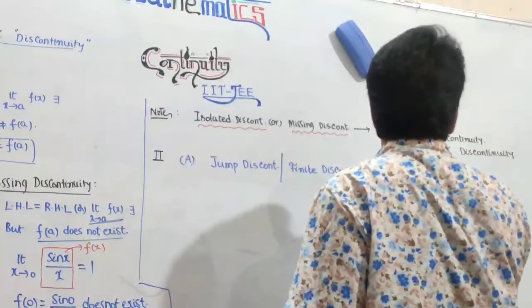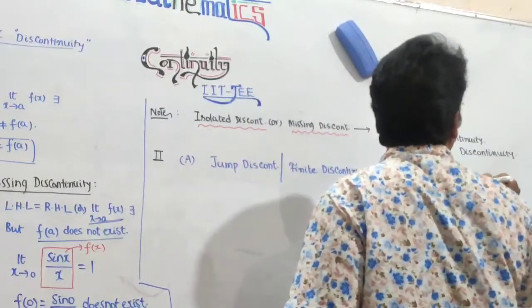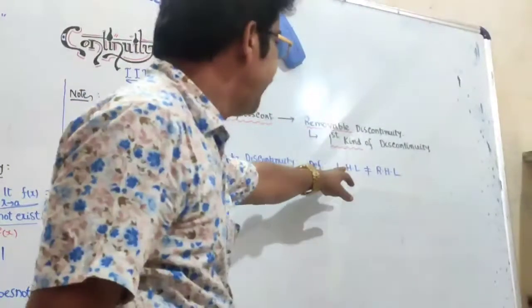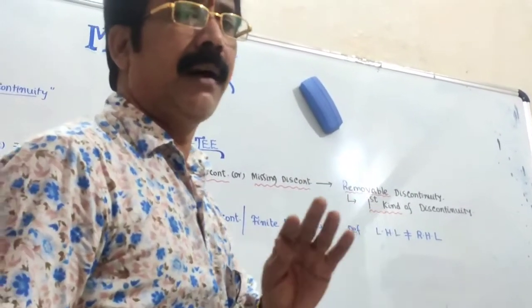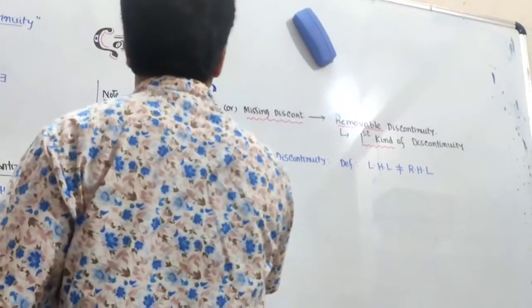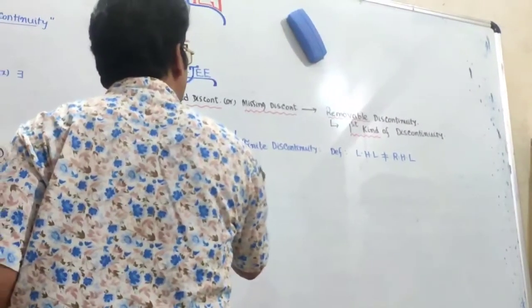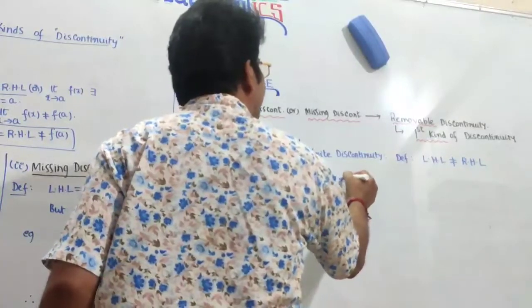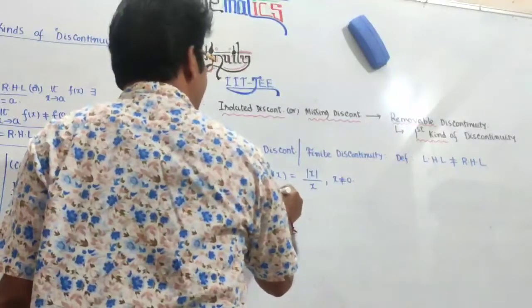Definition: if the left hand limit is not equal to the right hand limit, then it is called jump discontinuity or finite discontinuity. Example: f of x equals modulus of x divided by x, where x is not equal to 0. First, the left hand limit.